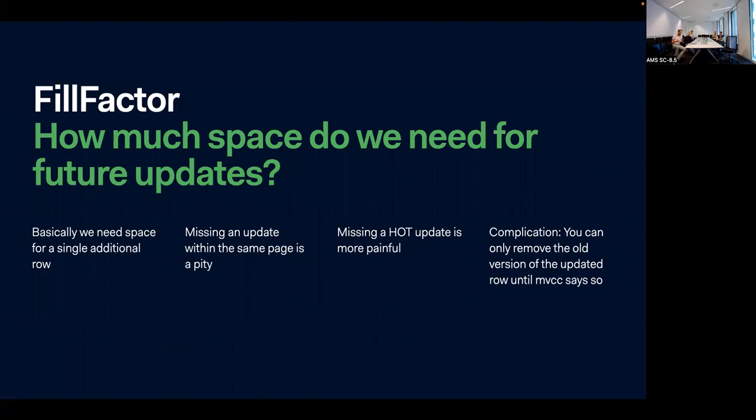But there's a complication. You can only remove old versions of a row when the multi-version concurrency control tells you so. So you can only remove information which is no longer required by any running transaction. And besides, you can also have batch updates. So if you want to do a batch update, you need to have space for all the rows in the batch. So this kind of complicates matters.